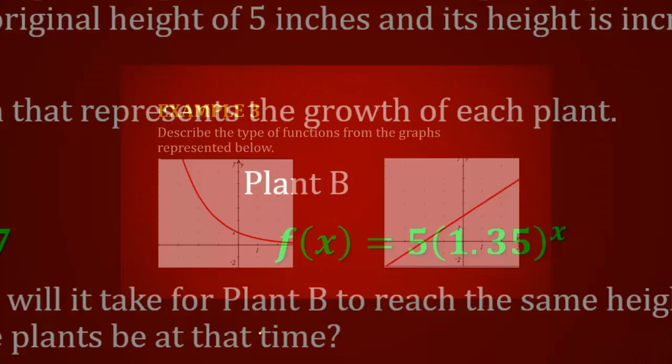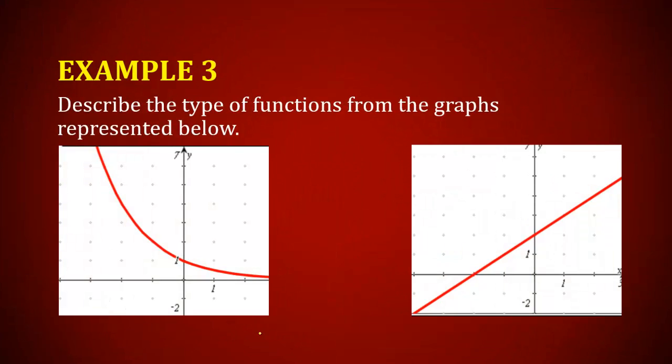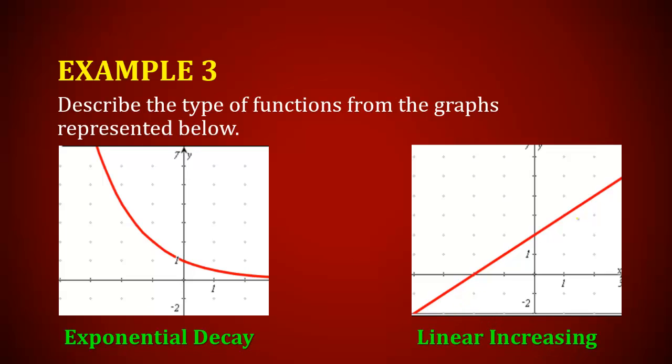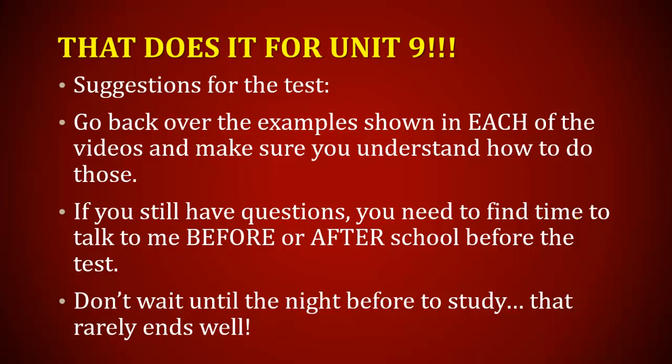Okay? Last example. Describe the type of functions from the graph below. Again, we've got this one curve here. Okay, so this is exponential because it's not a straight line and it's not going back up. So it's exponential. And since from left to right it's going down, it's exponential decay. Here we have a straight line, and from left to right, it goes up. So it's linear increasing. All right, so that is Unit 9.